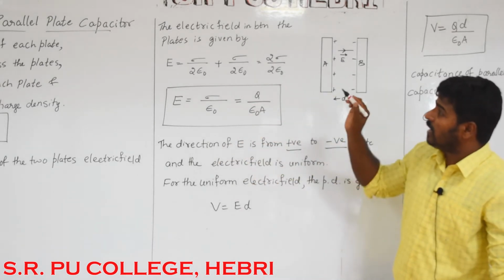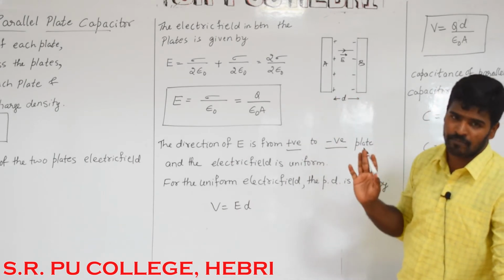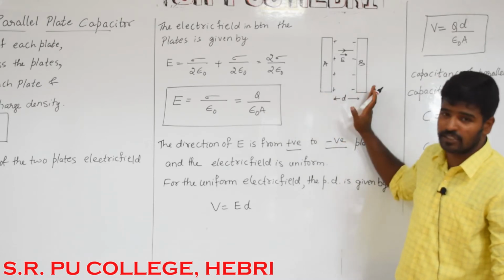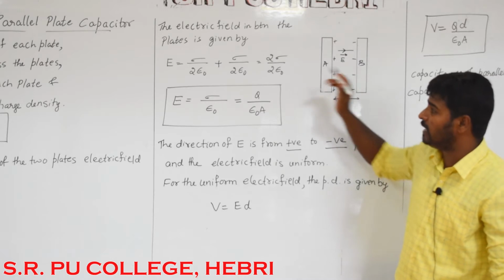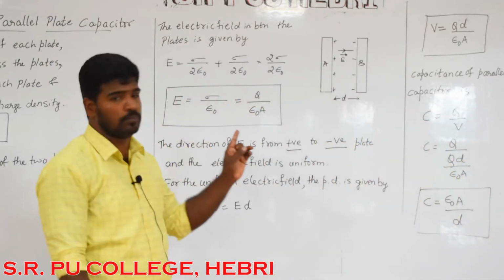The next one, the electric field between the 2 plates, in between the plates, is given by E is equal to sigma divided by 2 epsilon naught plus sigma divided by 2 epsilon naught.